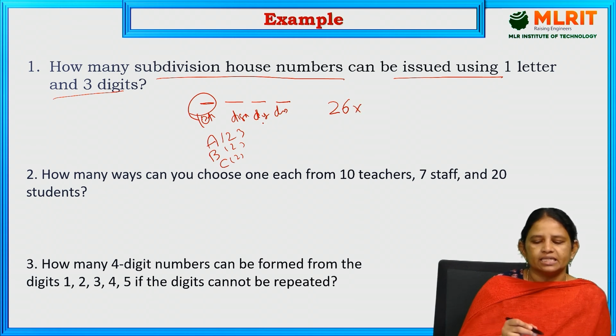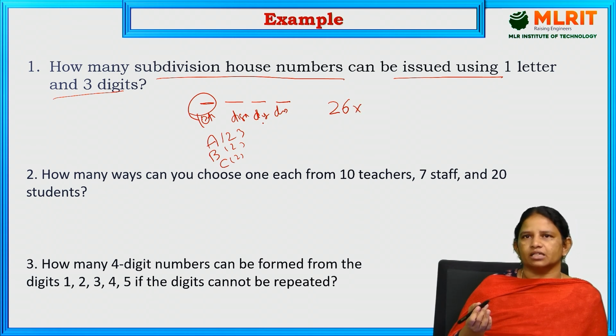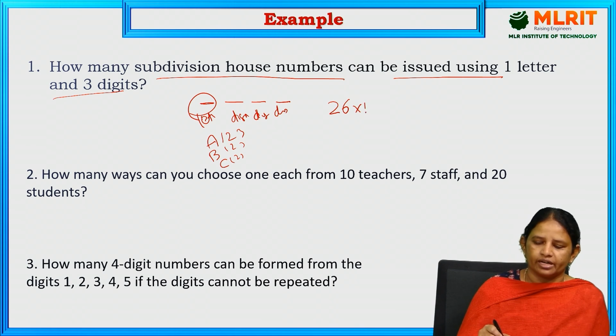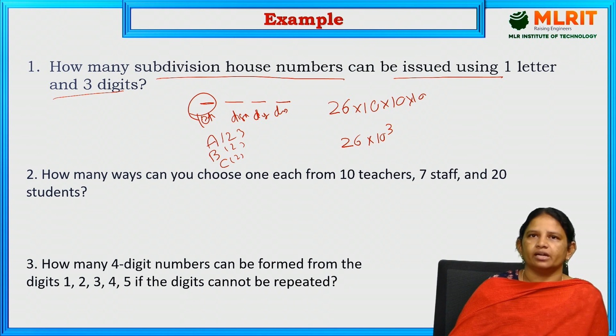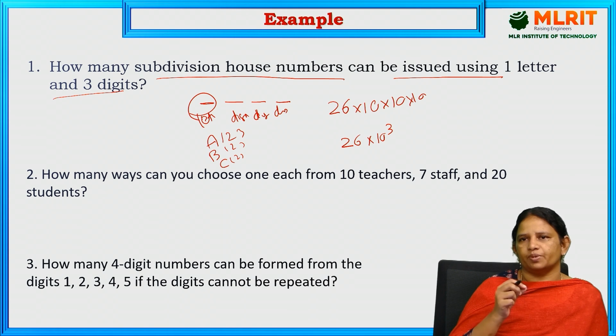So digits, you cannot specify anything, so digits may be repeated. So 10 into 10 into 10, that is equal to 26 into 10 to the power of 3. These many ways we can construct the house number. That means that many possibilities are there to design the house numbers.